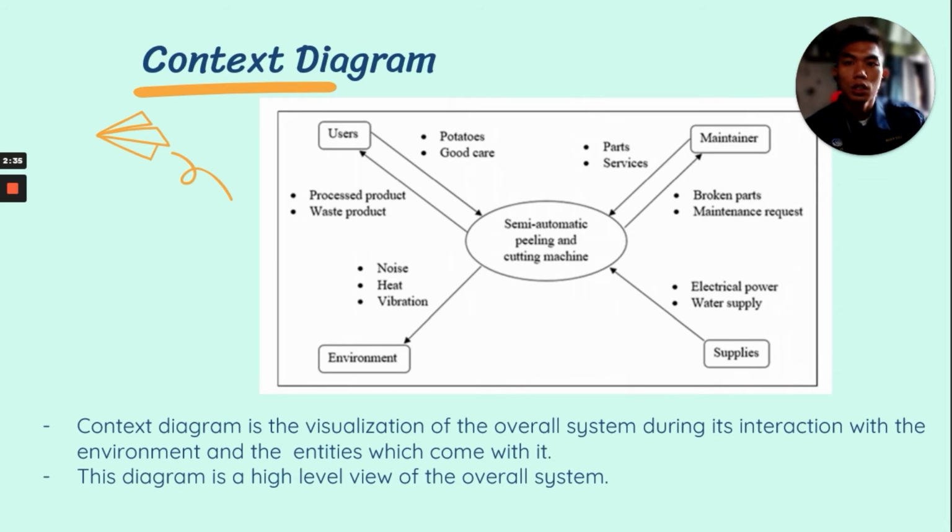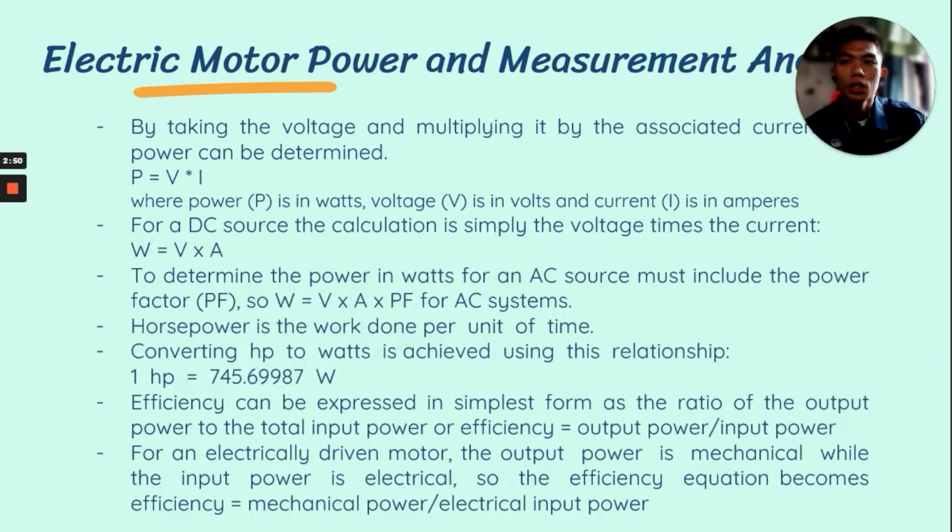The contact diagram. The contact diagram is the visualization of the overall system during its interaction with the environment and the entities which come with it. This diagram is a high-level view of the overall system. This is the electric motor power and measurement analysis. For this slide, I will skip because it will take some time to discuss.